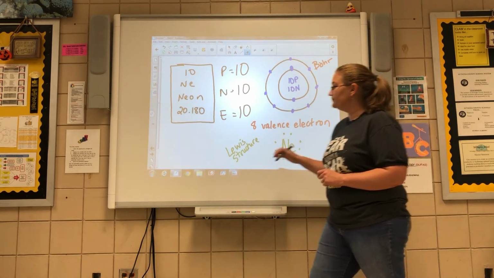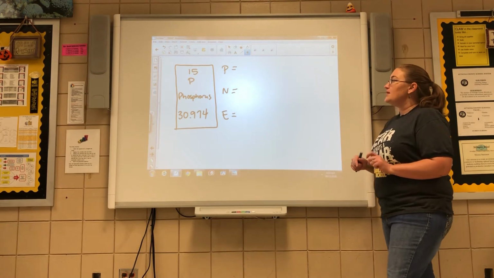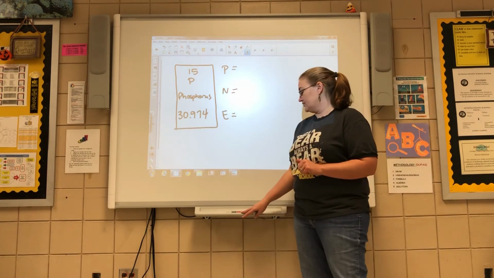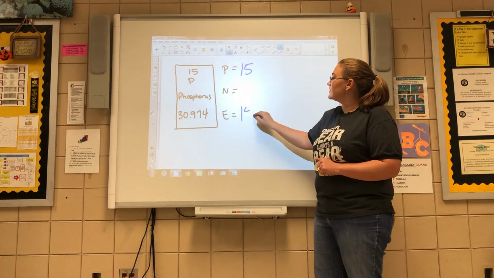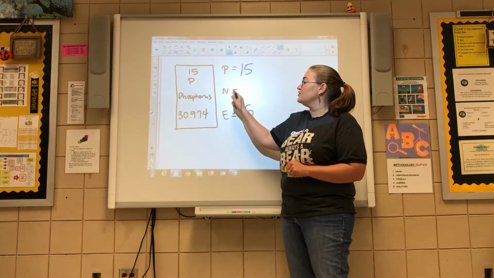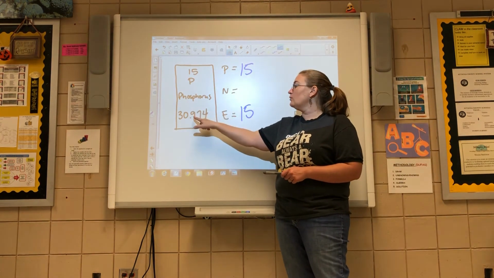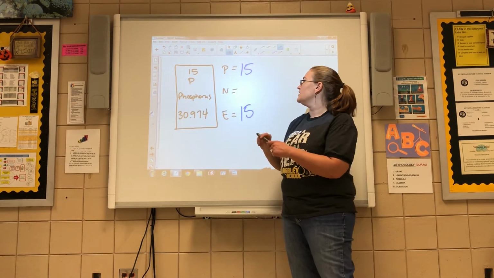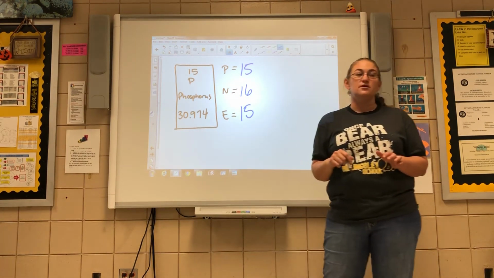Let's do another one. Let's do phosphorus. How many protons do I have in phosphorus? 15. 15 electrons, because that comes from our atomic number. How many neutrons? 16. The mass rounds to 31, and 31 minus 15 gives me 16. So I've got my protons, neutrons, and electrons set.